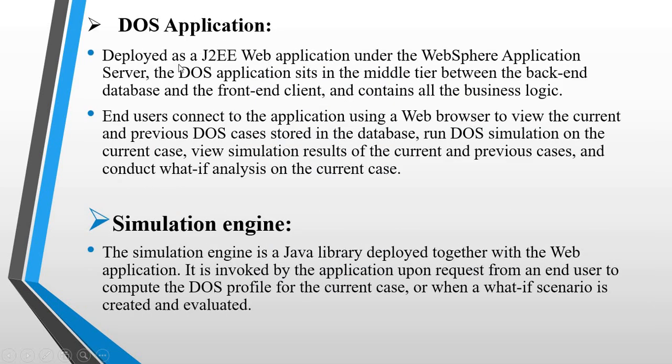The next one is the DOS application, deployed as a J2EE web application under the WebSphere application server. What is the meaning of J2EE? It provides choices for a graphical user interface across the company's intranet or the World Wide Web. The client can run on a desktop, laptop, phone, or other devices.